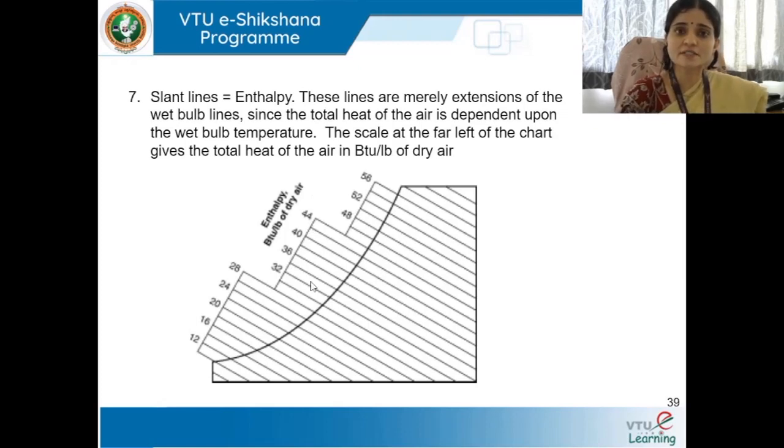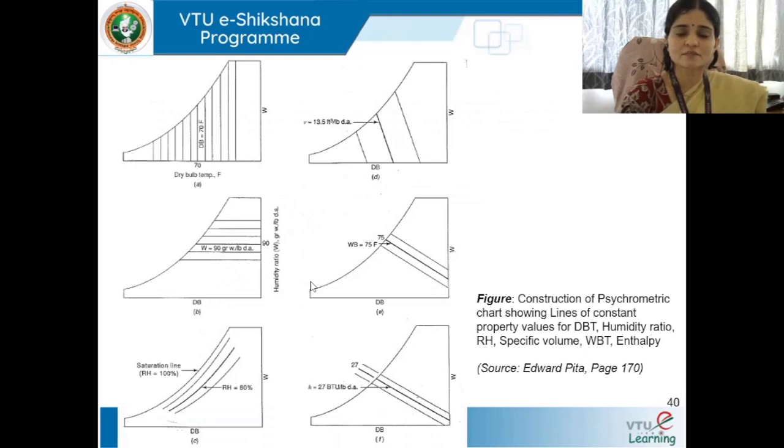So all these lines are overlaid on the psychrometric chart. This is an example construction of a psychrometric chart showing lines of constant property values for DBT, humidity ratio, RH, specific volume, WBT and enthalpy. So constants are broken out as individual lines on the graph. All these become overlaid to get a comprehensive plotting of the properties.